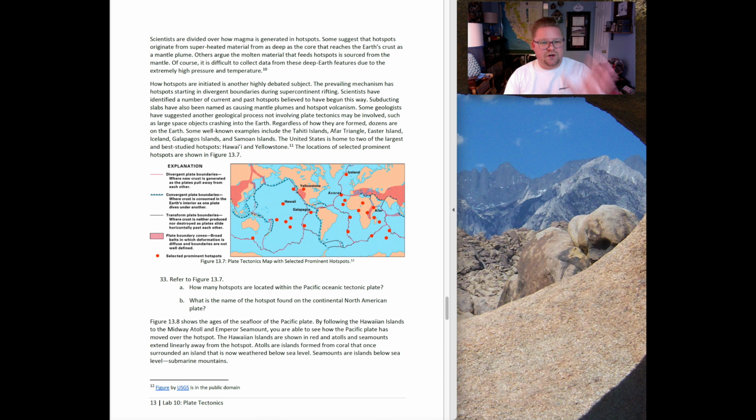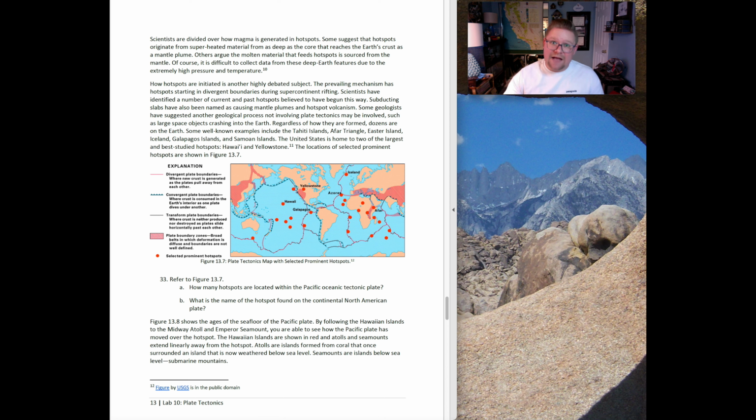So nonetheless, you're going to be able to interpret this map looking at the explanation or the legend on the left, talking about divergent boundaries, convergent, transform, the boundary zones, and then the prominent hotspots. And question 33 asks you to observe, interpret, and then reflect on what you learn in that image. So how many hotspots are located within the Pacific Ocean? What is the name of the hotspot found on the continental North American plate? So you're going to continue to answer those questions based on that diagram.